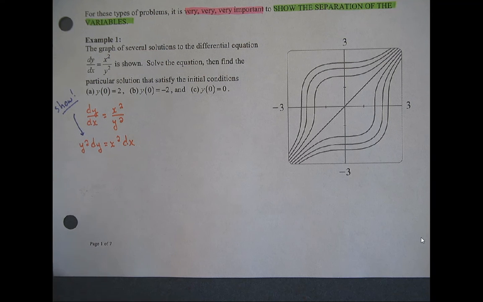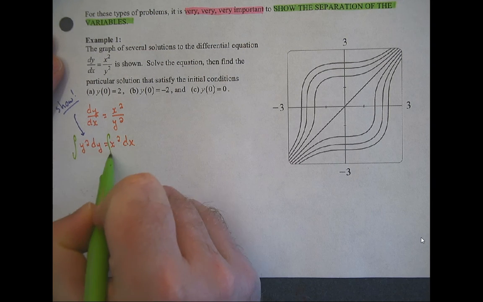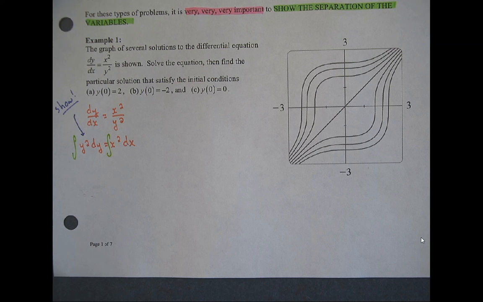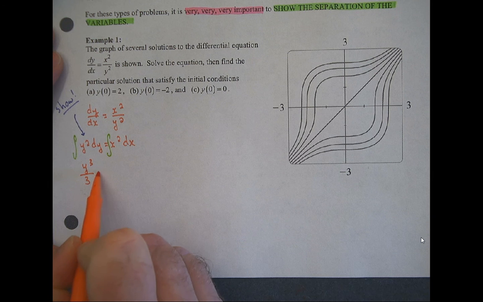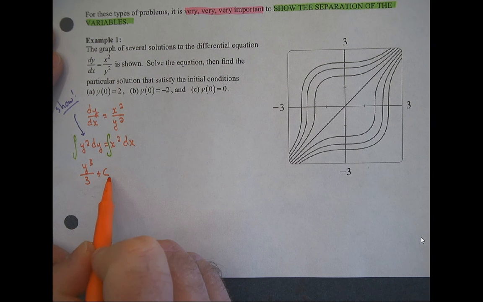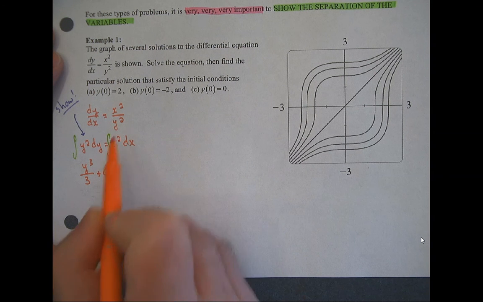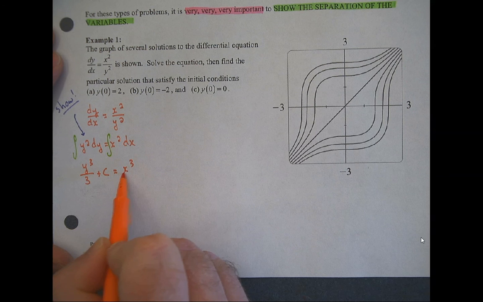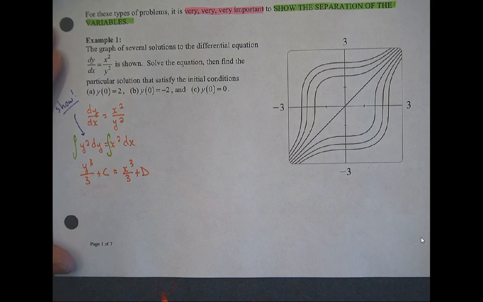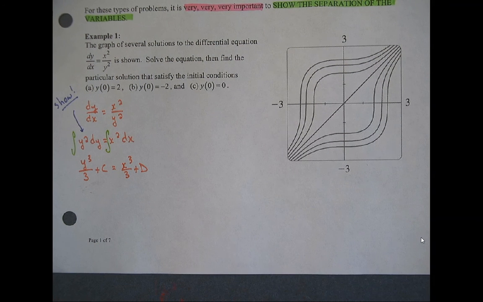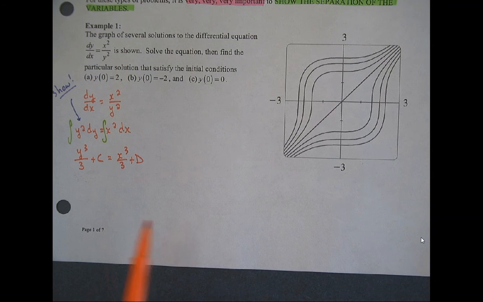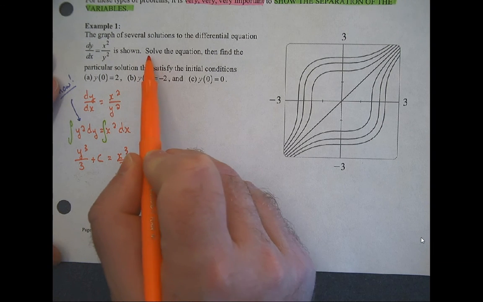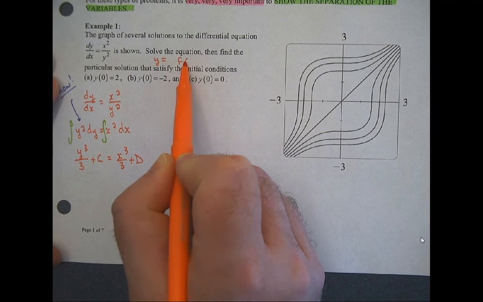So I'm going to integrate. What's the integral of y squared? Y cubed over 3 plus some constant equals, what's the integral of x squared? It would be x cubed over 3 plus some constant. I can't use the same letter because they're probably different constants. Now, when I try to solve this, remember our goal is to get y by itself. I want my solution to look like y equals, or f of x equals.